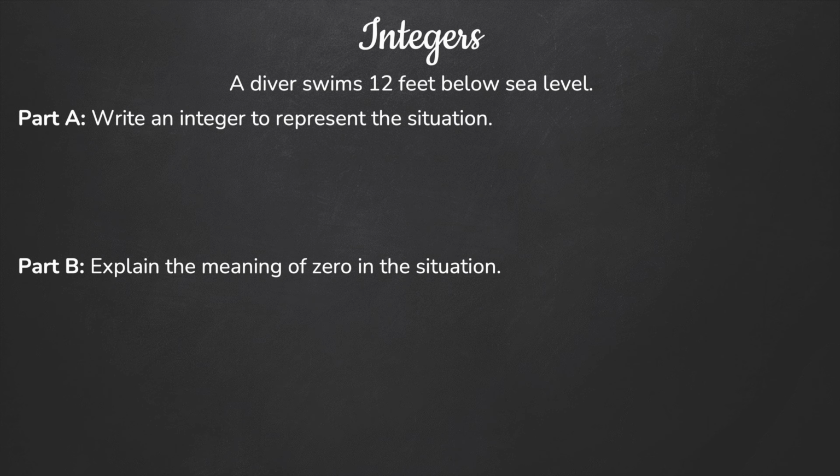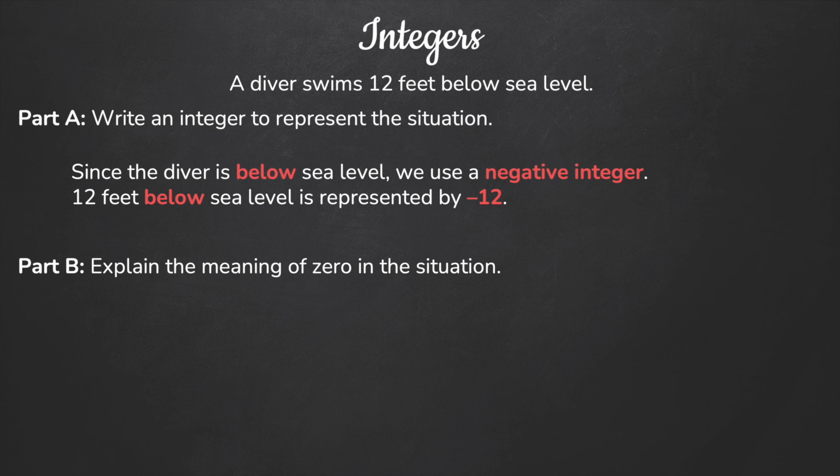Part A says, write an integer to represent the situation. Since the diver is below sea level, we use a negative integer. 12 feet below sea level is represented by negative 12.